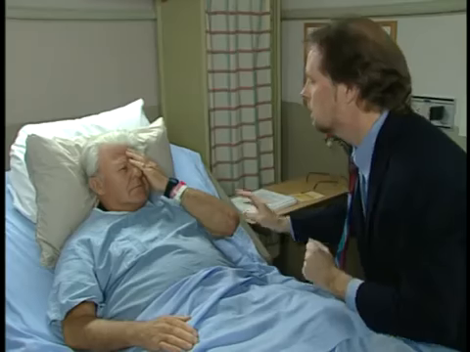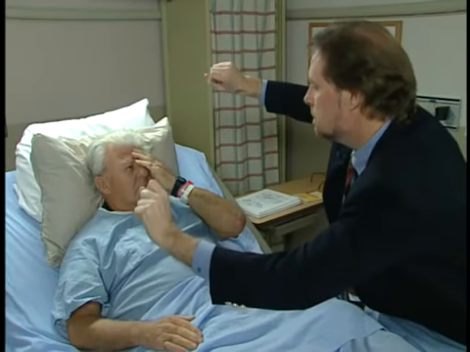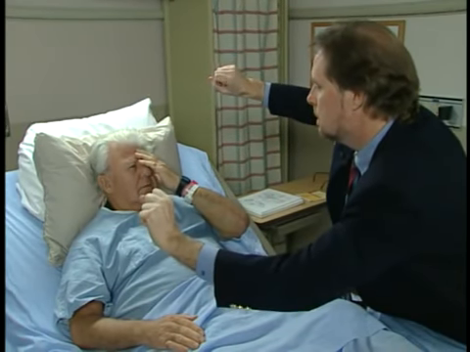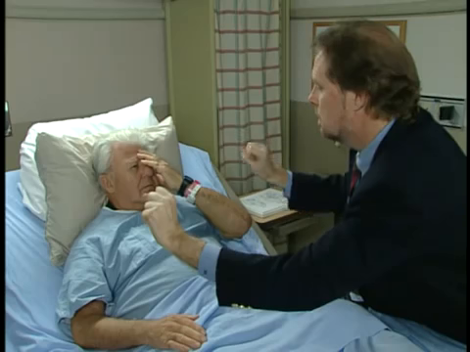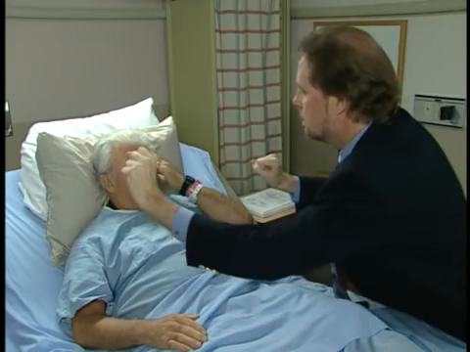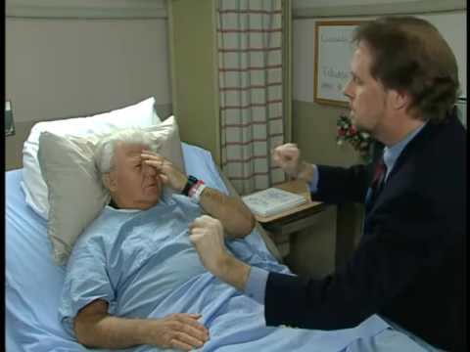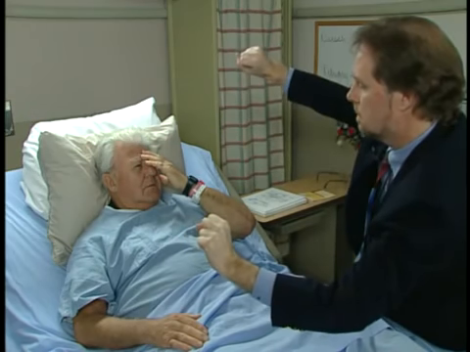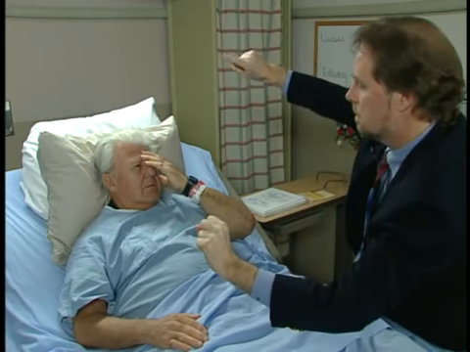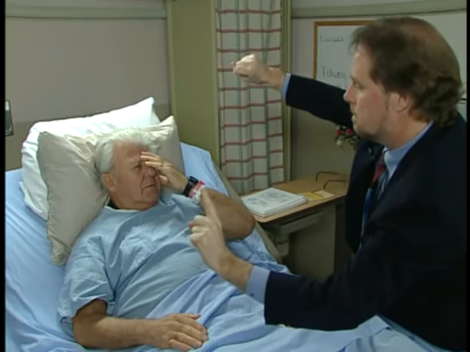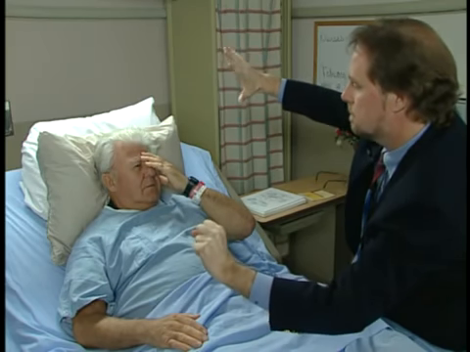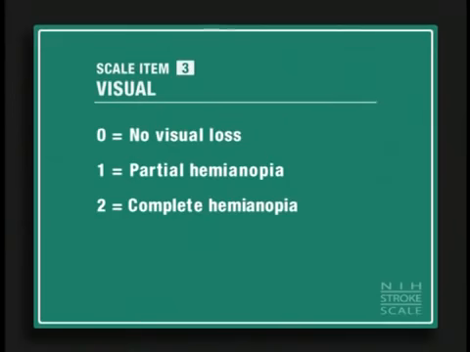All right. Again, look at my nose. 1. The whole hand. 1. 2. Looks like 3 or 4. Okay. How about now? 1. Look at my nose. Score a 2 for a complete hemianopia.